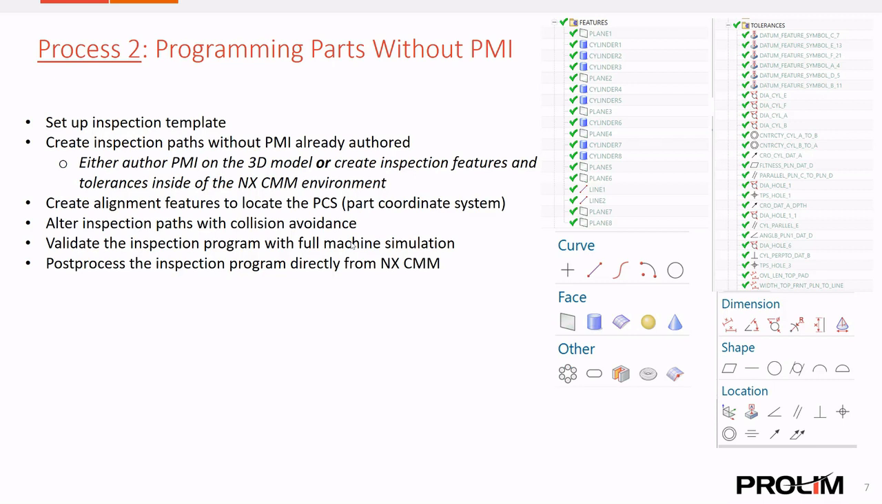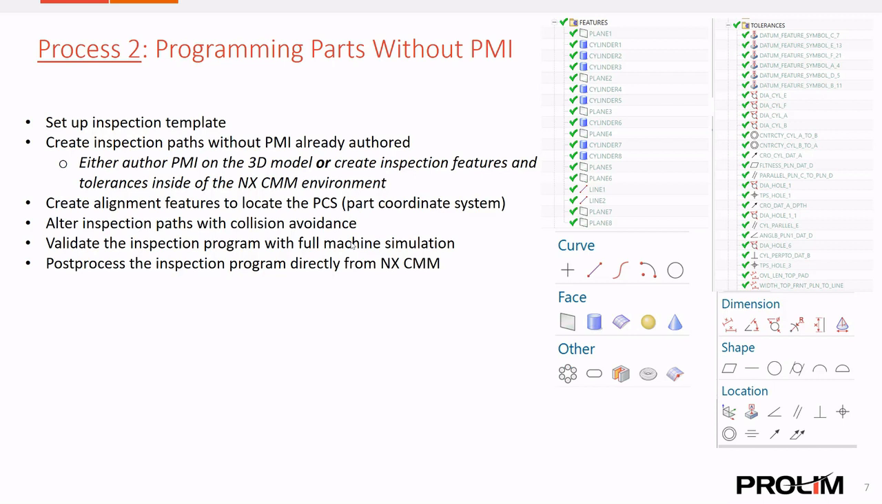So the second process, you have to set up the inspection template or use a template that you already have set up, which we'll look at here. Create the inspection paths without PMI. There's a couple different ways to do that. You can either author the PMI on the 3D model or create inspection features and tolerances inside of the NX CMM environment itself. And then it's the same from there.